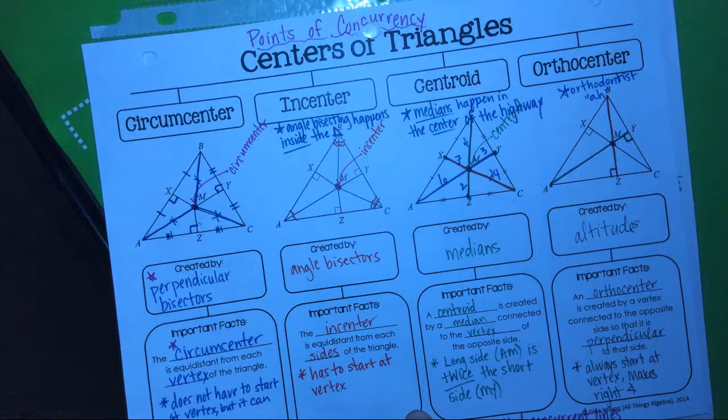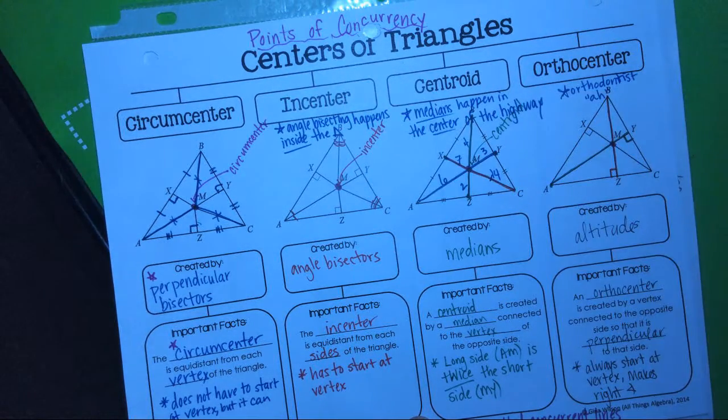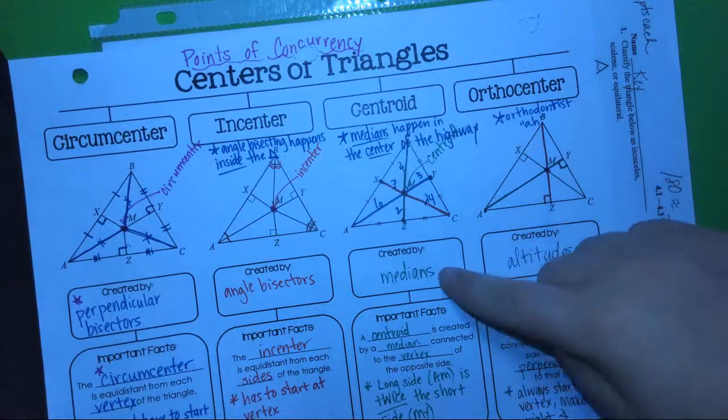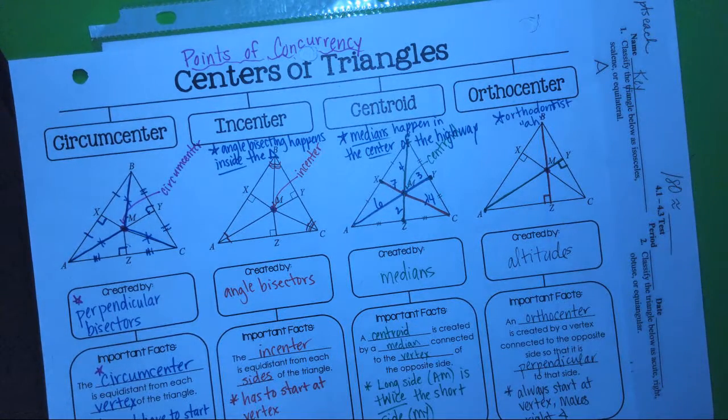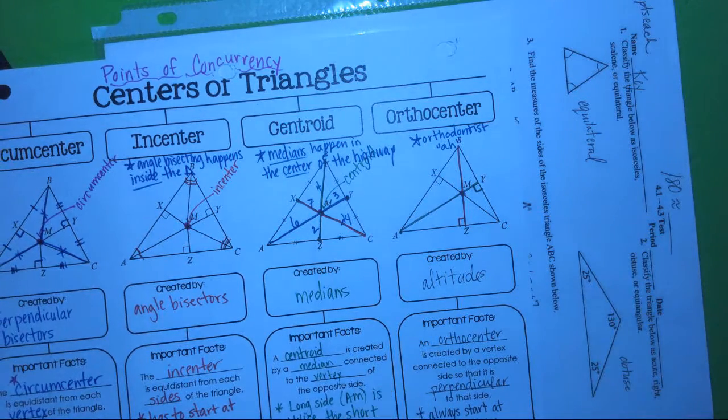We discussed how I remembered that. You need to know angle bisector goes with incenter. Angle bisectors happen inside a triangle. That's how I remember angle bisectors in center. Median goes with centroid. I remember that because medians happen in the center of the highway. Altitude goes with orthocenter because orthodontist makes you say ah.